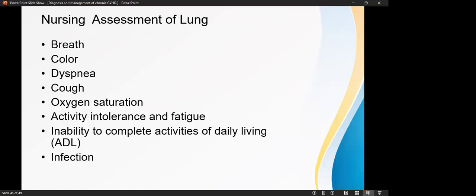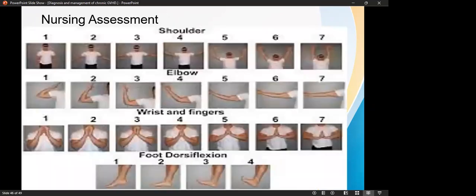And for lungs, what she will assess: breath sounds, color, dyspnea, cough, oxygen saturation, activity intolerance and fatigue, inability to complete the activities of daily living, and infection. And these are the range of motion she will observe.